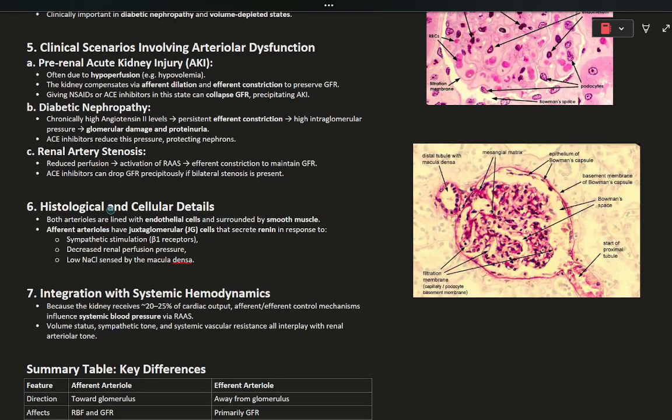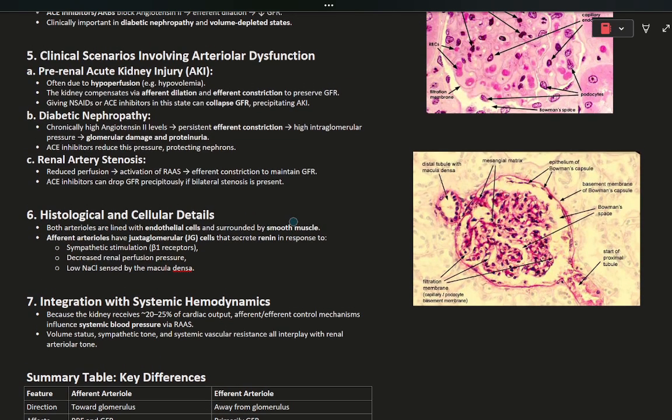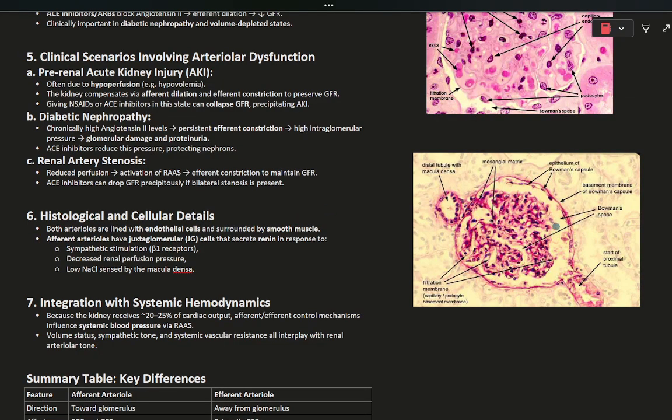And then for histology and cytology, both arterioles are typically lined with endothelial cells and surrounded by smooth muscle. As indicated over here, the afferent arterioles will have the juxtaglomerular cells that secrete renin in response to sympathetic stimulation via the beta-1 receptors, decreased renal perfusion pressure, or low sodium chloride sensed by the macula densa.